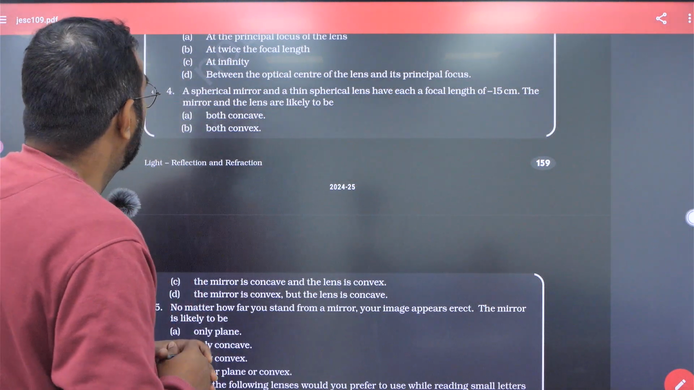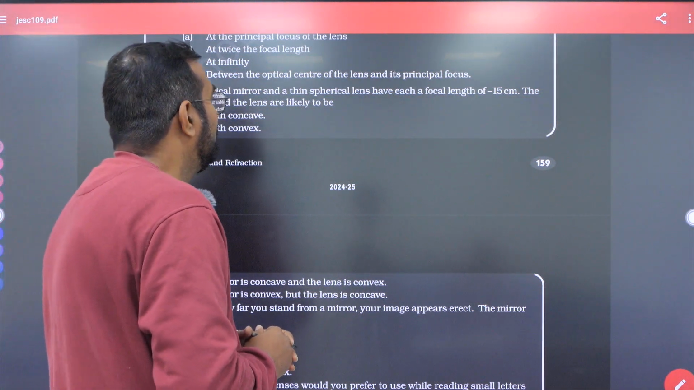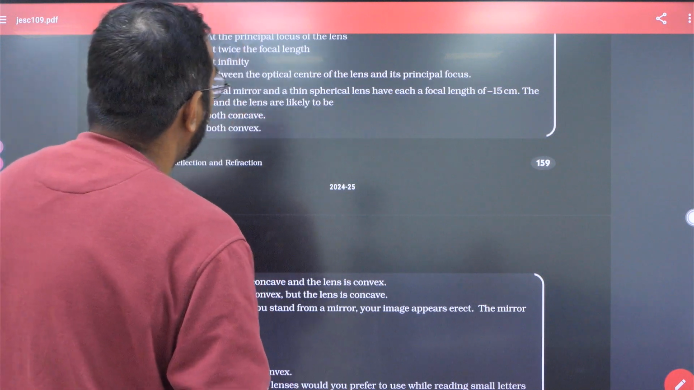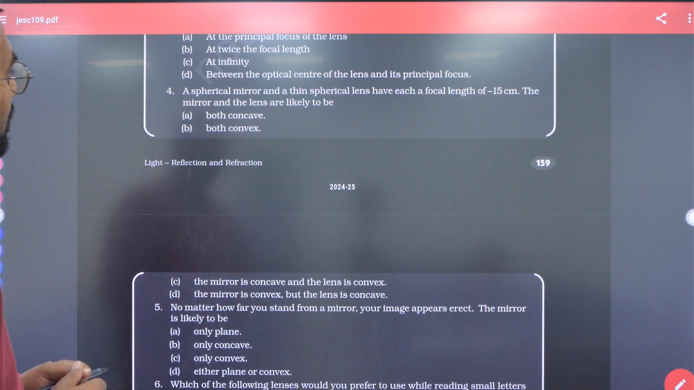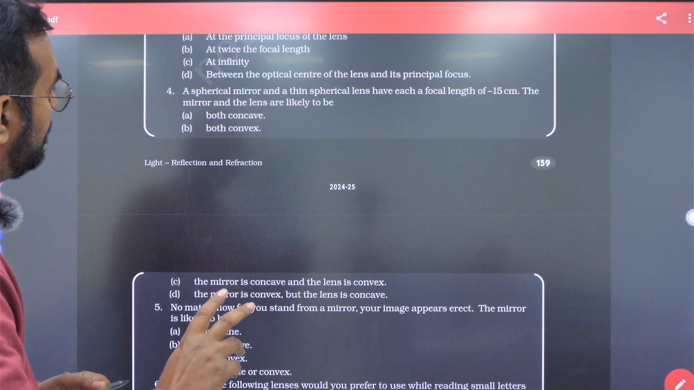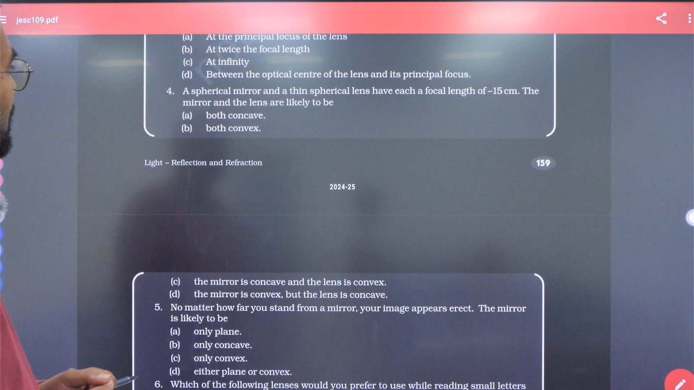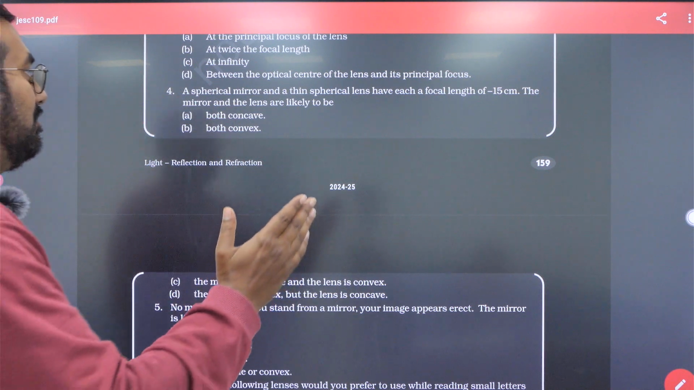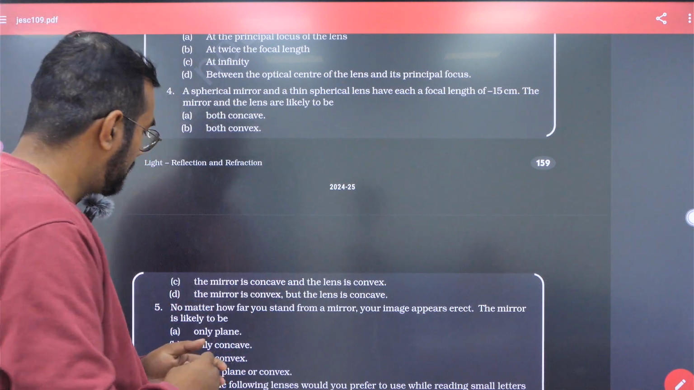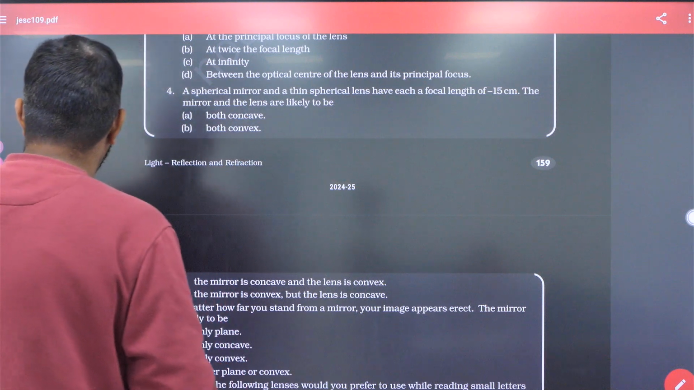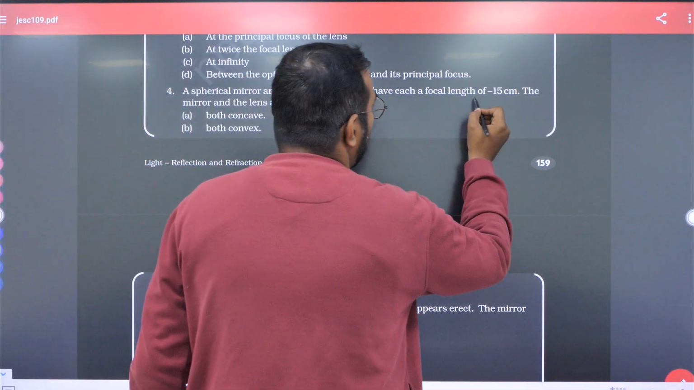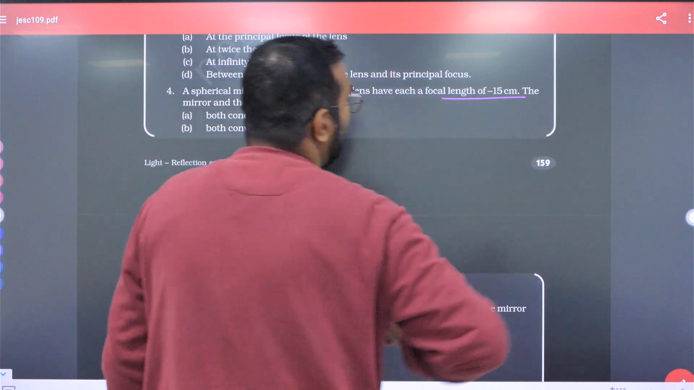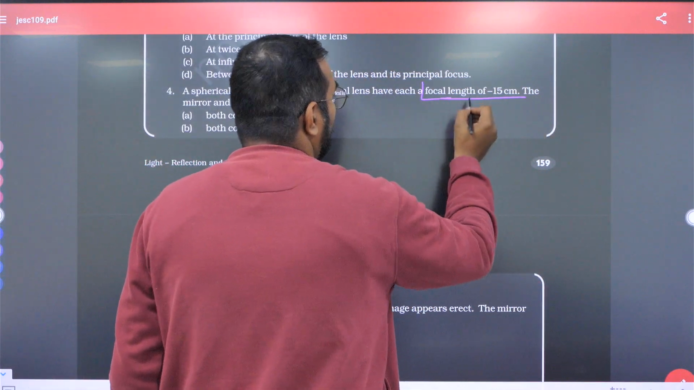Question number 4. A spherical mirror and a thin spherical lens each have a focal length of minus 15 centimeter. The mirror and the lens are likely to be: here we need to notice that the focal length is negative. Yes, the focal length is negative.